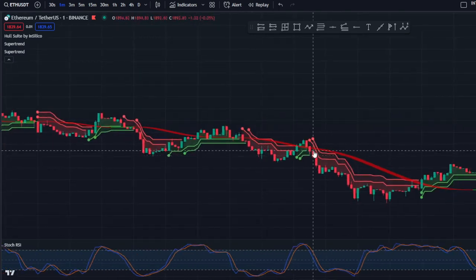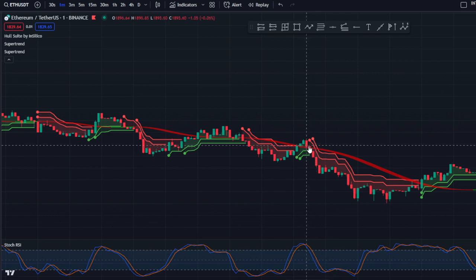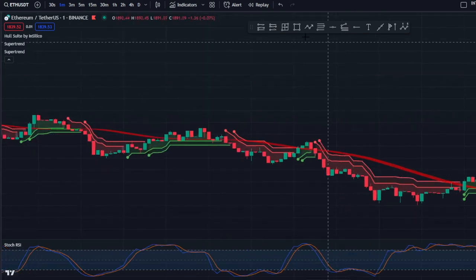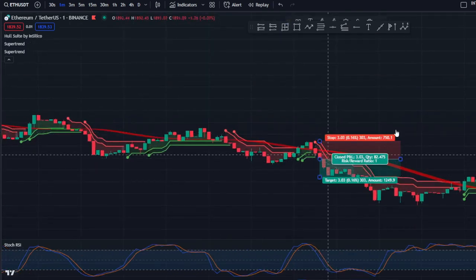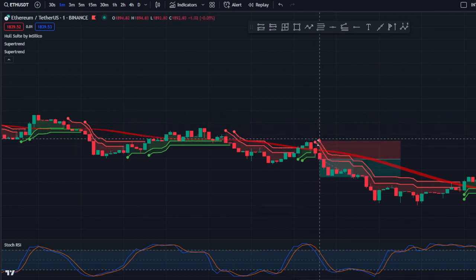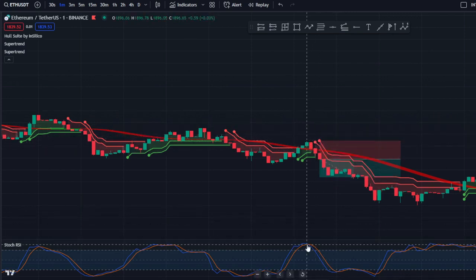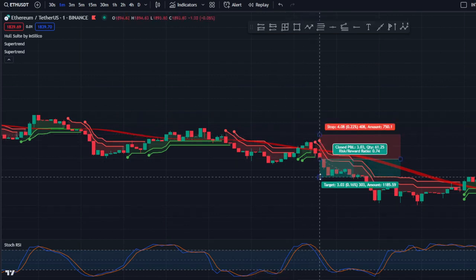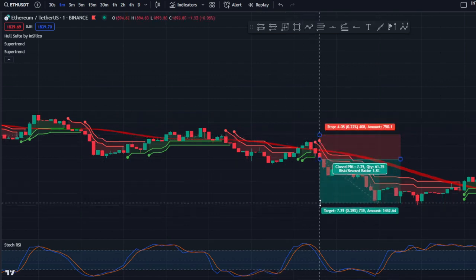So price must be below the Hull Suite, and the Hull Suite must be red in color. Secondly, price must be below the two Supertrend indicators, and we must have the crossover coming down from above the 80 range. So the crossover happens and it's coming down. So here we have a valid position. You can see the price below the Hull Suite, below the two Supertrend lines. We have the crossover happening above the 80 range, and it's coming down. Stop loss right above, and 2:1.